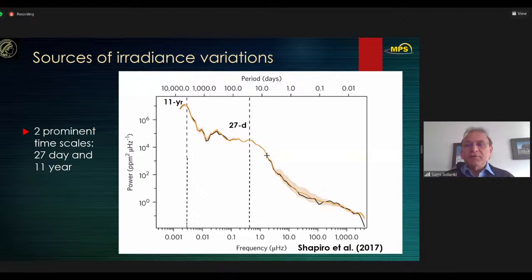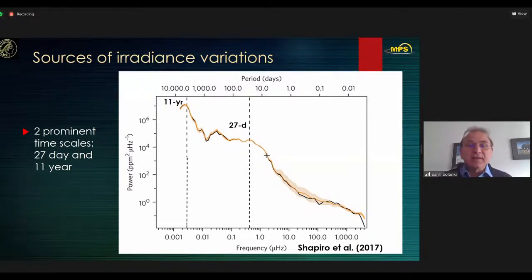In this plot, I want to show which physical processes are acting at which timescales. This is a global wavelet power spectrum of the entire 43 years, or well, this was done in 2016, 2017, so it's a bit less period of time that we have measurements. And you see there is one very clear peak that's at 11 years. That's the left dashed line.